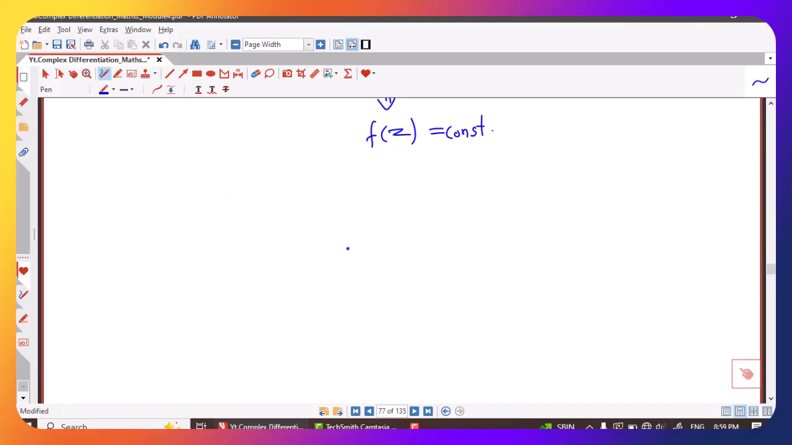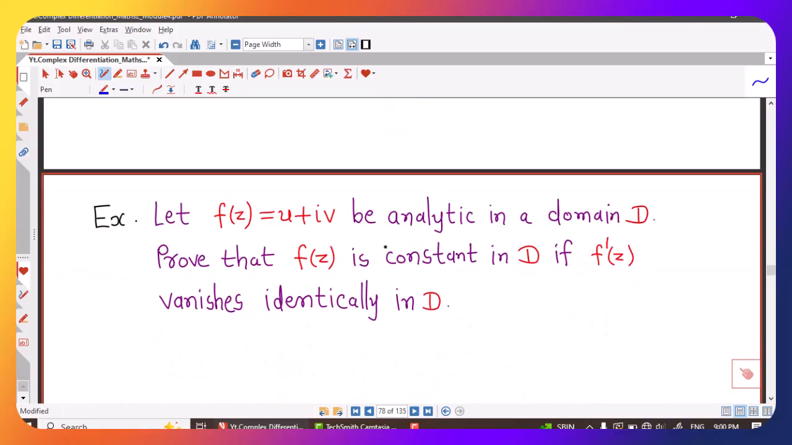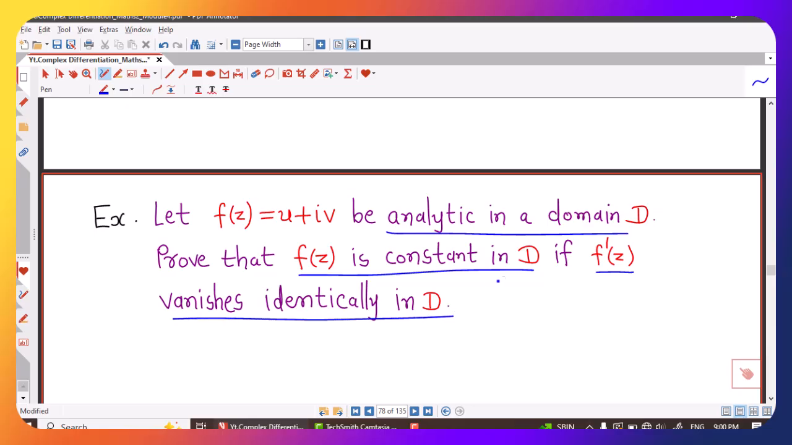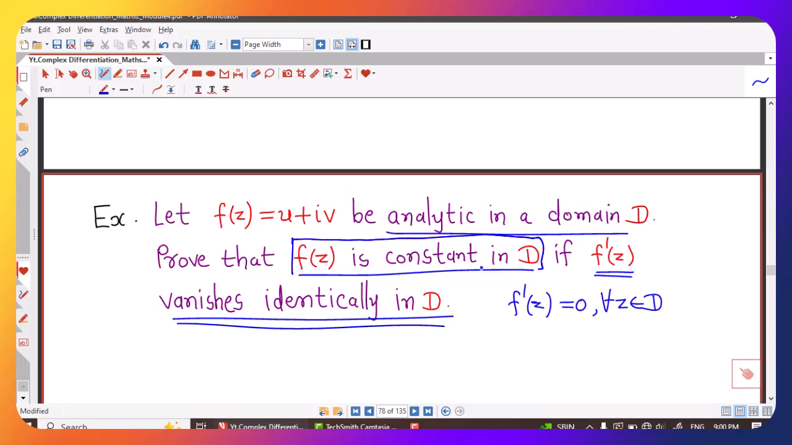The first property is that if our function is analytic in a domain D, then f of z is constant in domain D if f dash z vanishes identically in D. What is the meaning of this? f dash z vanishes identically in D means the value of the derivative is 0 for all points z in domain D. If f dash z equals 0 for all points in domain D, and f of z is analytic in D, then f of z becomes constant.